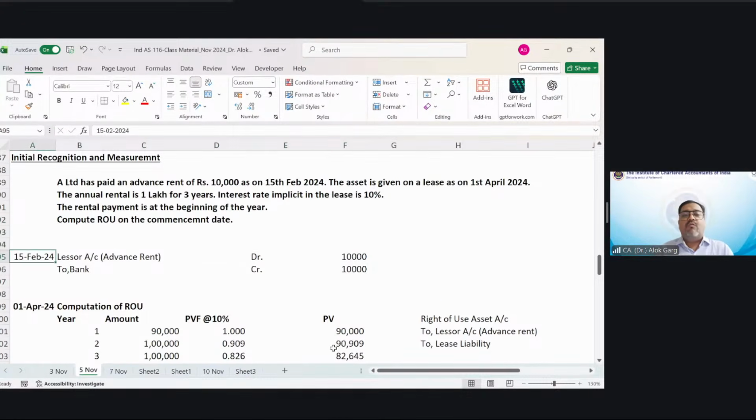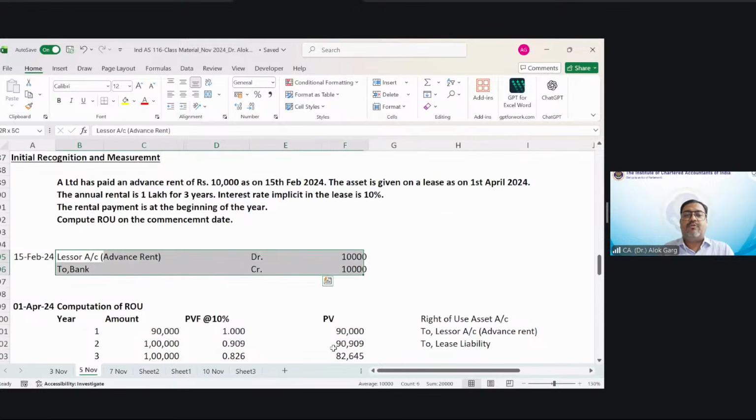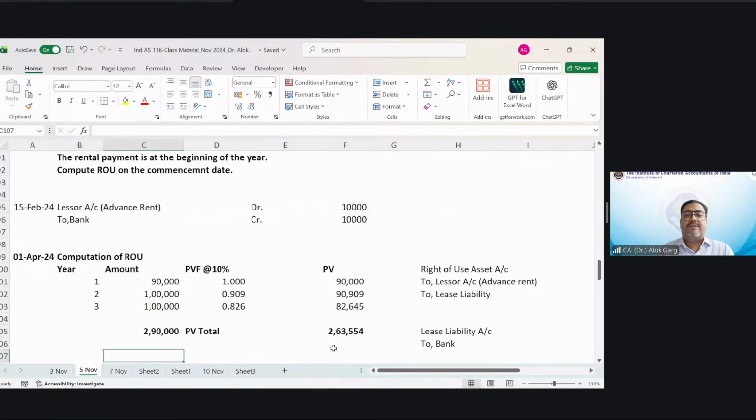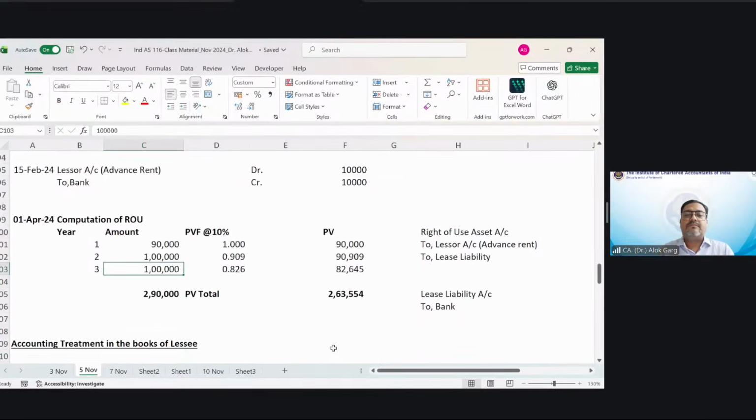First of all, what entry will you pass? On 15th February, lessor account or advance rent account debit to bank, 10,000 rupees. Then on 1st April, what is the entry? 10,000 you have already paid. You will pay on the commencement date; in the beginning, you will pay 90,000. 10,000 already paid, 1 lakh, 1 lakh.